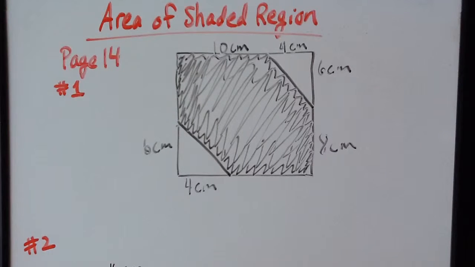Okay, in this lesson we will go over page 14 of your area packet, area of a shaded region. We'll do 3 problems. And number 1, we have this figure right here, and we want the area of the shaded region. Now let's first find the area of the whole square.